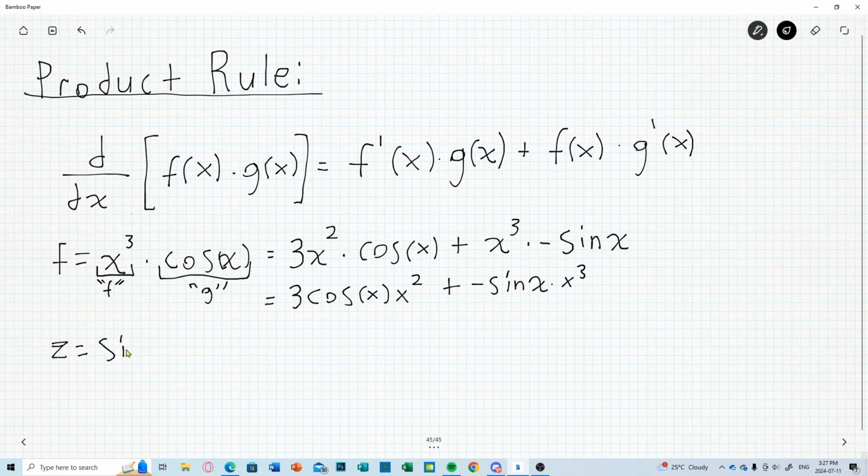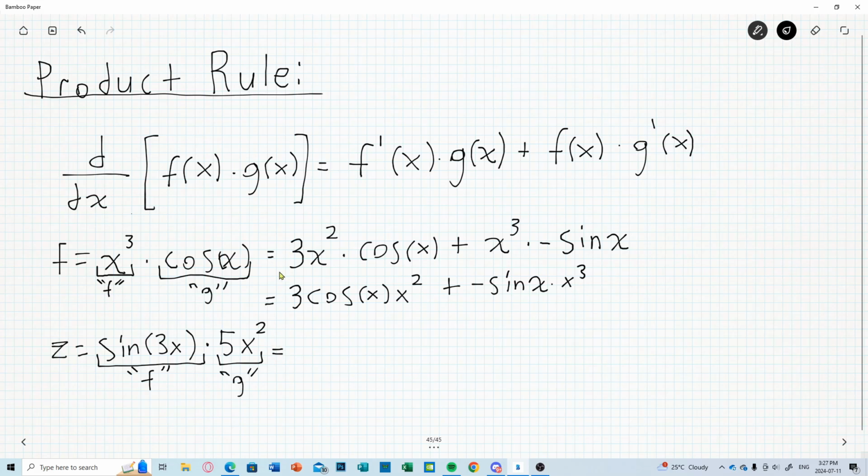Now we're going to do another example where z is going to be equal to sine of 3x multiplied by 5x squared. Our first step is going to be labeling. This is going to be known as our f, and this is going to be known as our g.